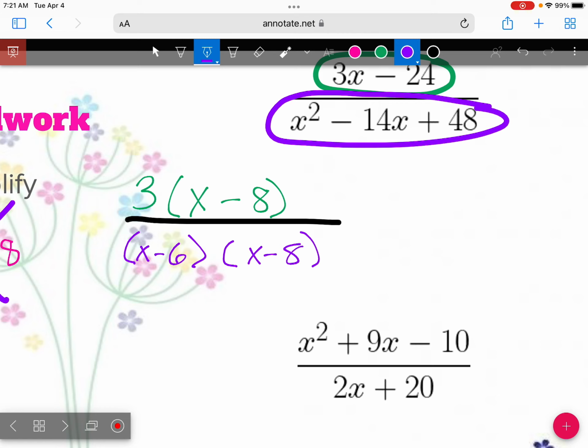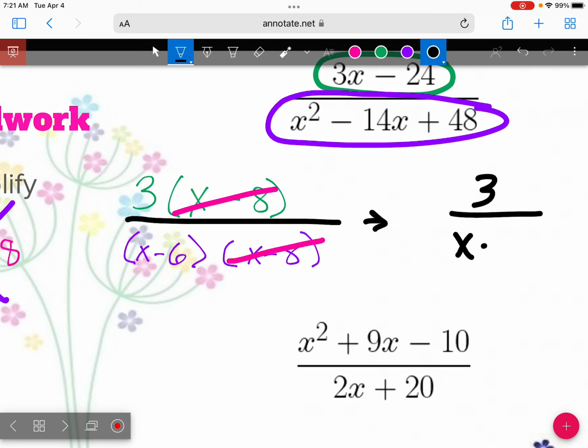What do I do now? Look for like terms. Do we have a like term here? The x minus 8. I have that on top and bottom. So my simplified answer is 3 over x minus 6.